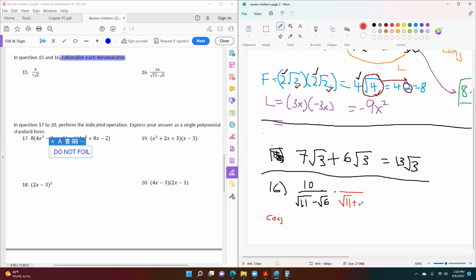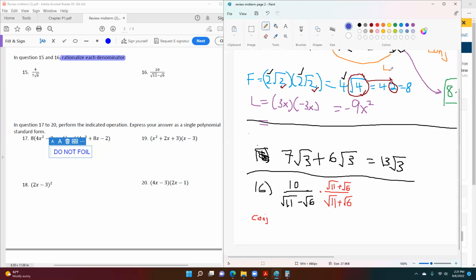It's root 11 plus root 6. And like a fraction, if you do the same thing in the denominator, you also have to multiply the same thing to the numerator. Okay. Now, when you do this, you find out that in your denominator, again, when you use the conjugates, you do not need to worry about doing the outside and the inside, because they will cancel each other off. You just need to do the first and the last.